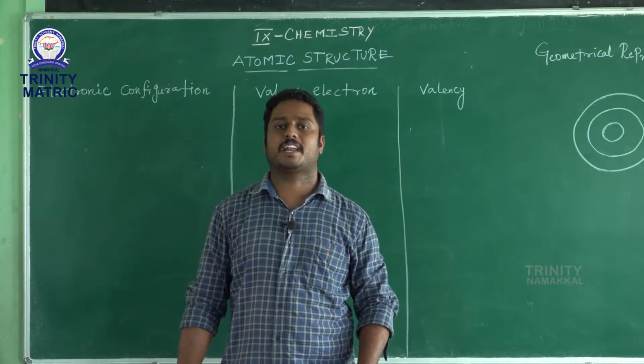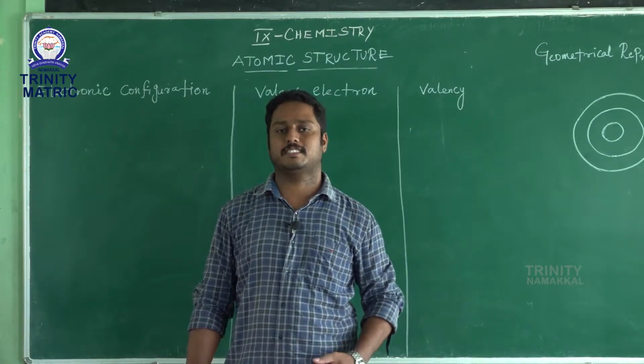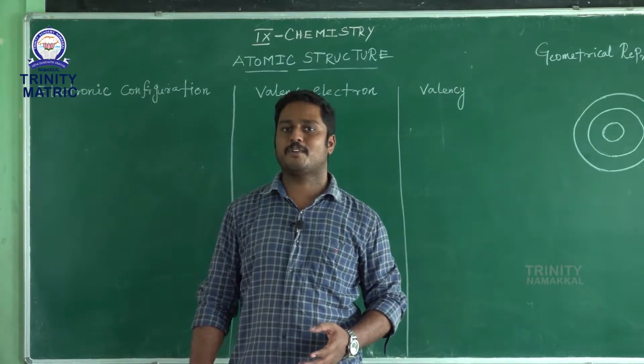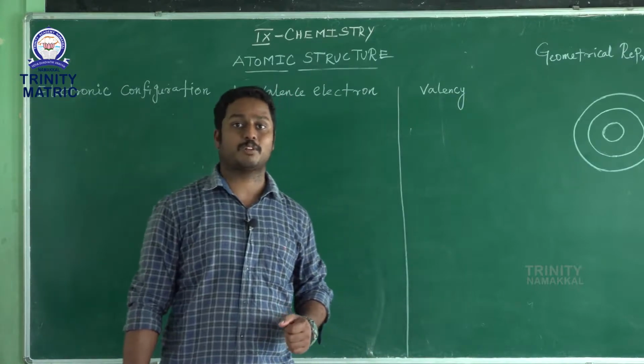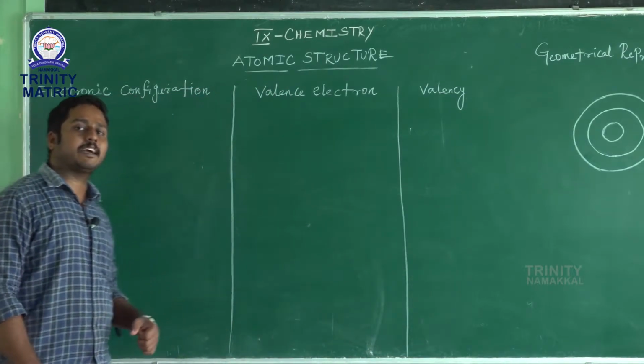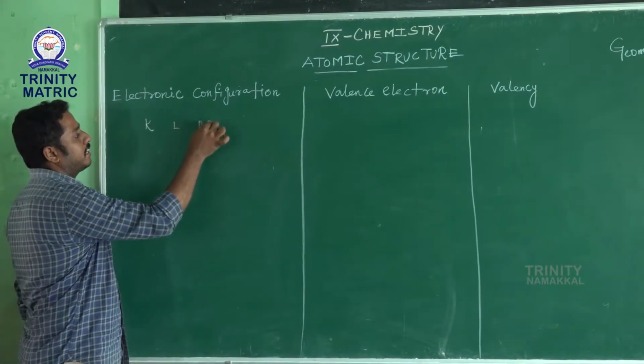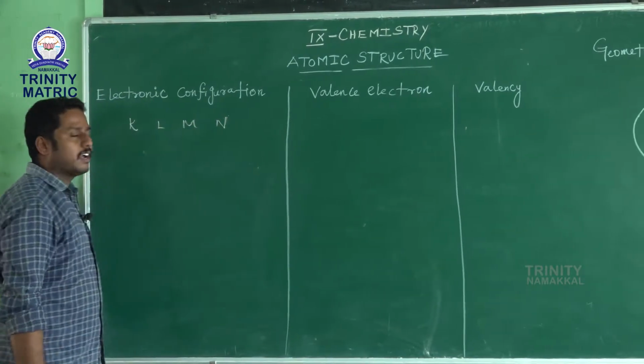So how can we arrange the electrons in the shells? Because you know the main shells. Totally we have four important main shells. What are those? K, L, M and N. So these are the main shells which are present in the atoms.